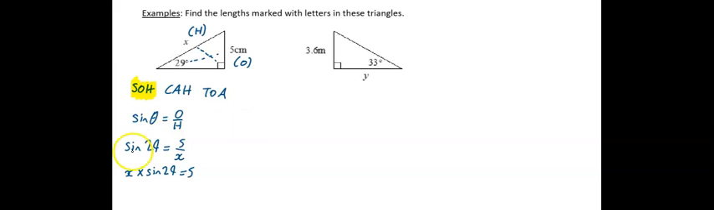And then what's happening here is your x is being multiplied by sine of 29. So if that sine of 29 moves across, it will become 5 divided by sine of 29. If you do that on your calculator and press equals, again making sure your calculator's in degrees mode, so there should be a little d, 5 divided by sine of 29. I'm going to give my answer to 2 decimal places. What I have got is 10.31, and the units are going to be centimeters, and that is the 2 decimal places.